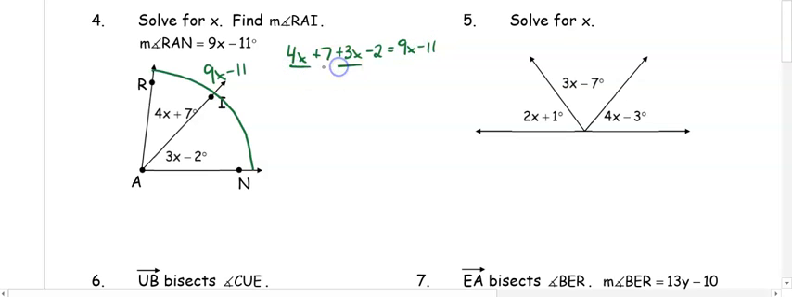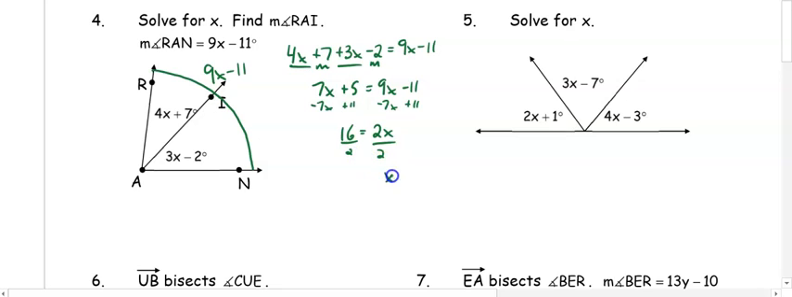We can combine like terms here. So we get 7x plus 5 is equal to 9x minus 11. We can subtract 7x and at the same time add 11 to both sides. So we get 16 equals 2x. When we divide, x is 8.